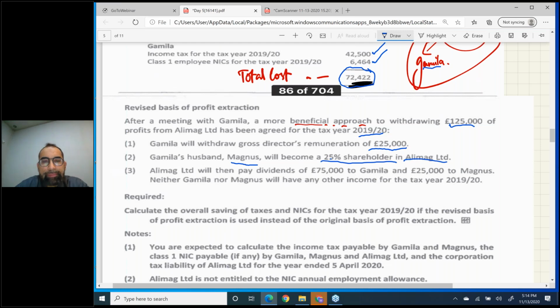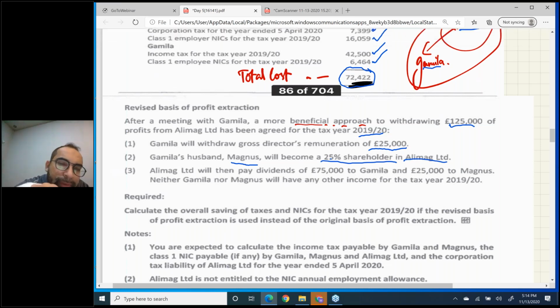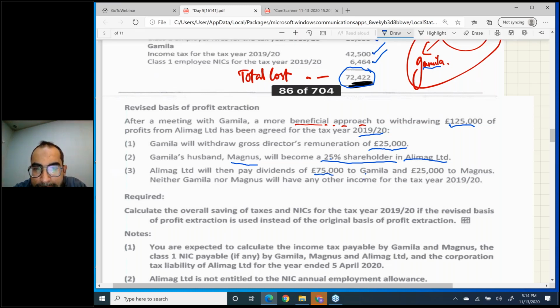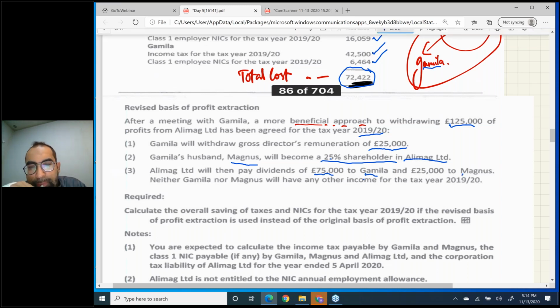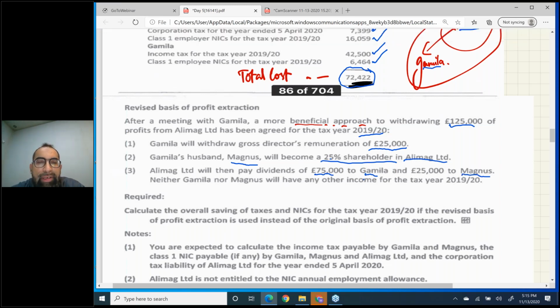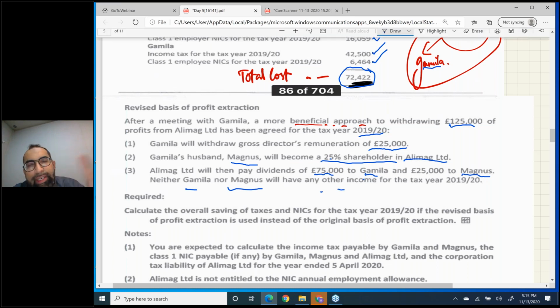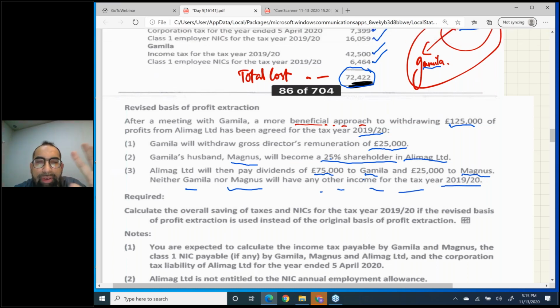Okay, see this. Alimag Limited will then pay a dividend of 75,000 to Jamila and 25,000 to Magnus, right? That means both husband and wife will receive some dividend income. Now, what's the requirement? Neither Jamila nor Magnus will have any other income for the tax year 1920. Thank God, simplified.